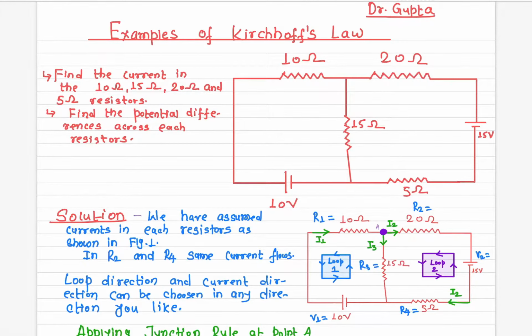In this video, I will talk about how to find out the current and the potential difference across resistors which are connected in a complicated way. So for example, we have this circuit here.